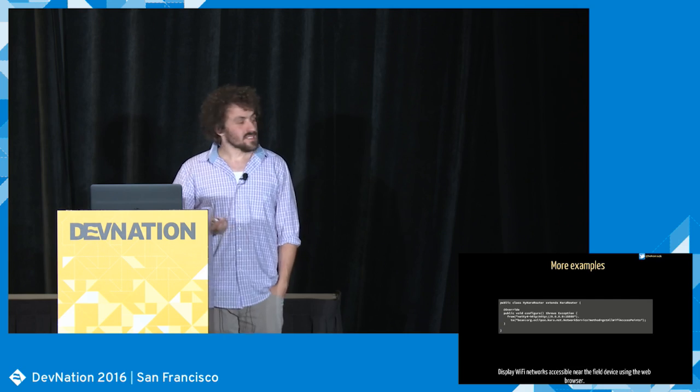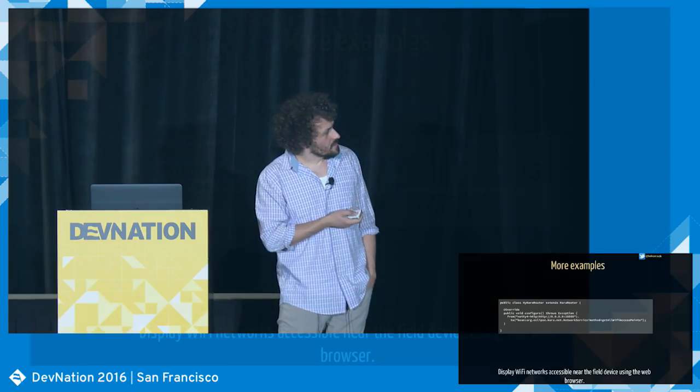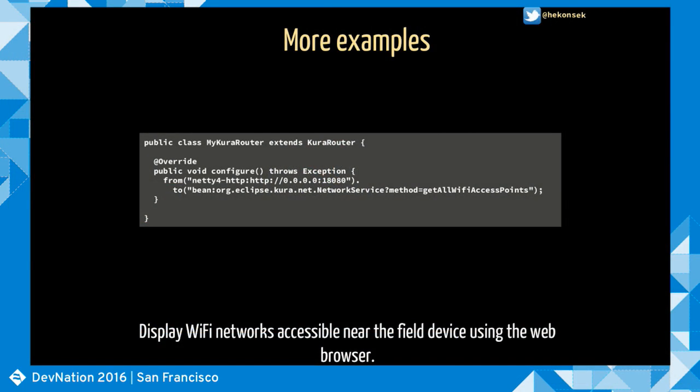Okay, so another example is that you can use a route like that in order to start a small HTTP server based on Netty on your gateway device, and that small server can then be used to display the names of the Wi-Fi networks that are available for access for the gateway device.